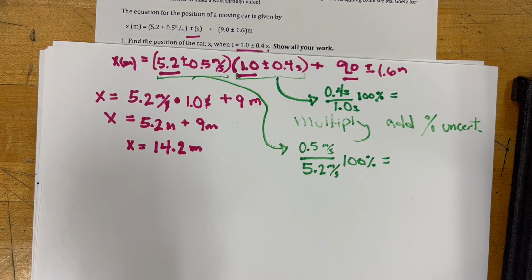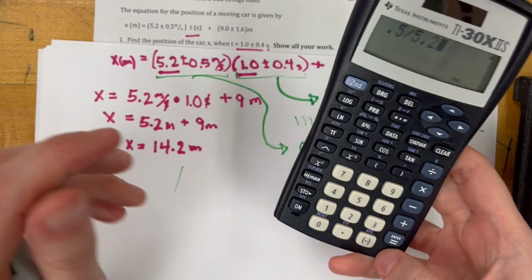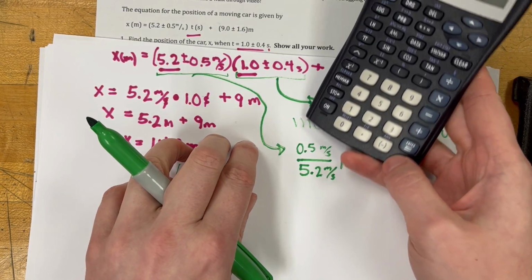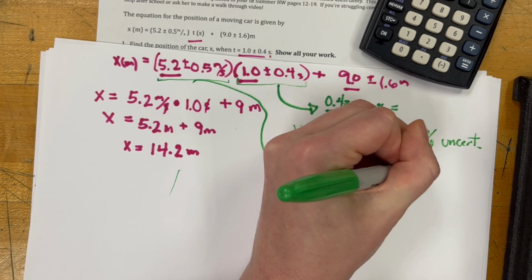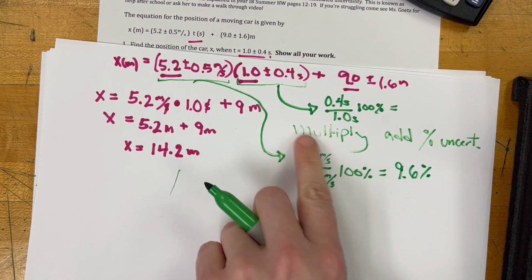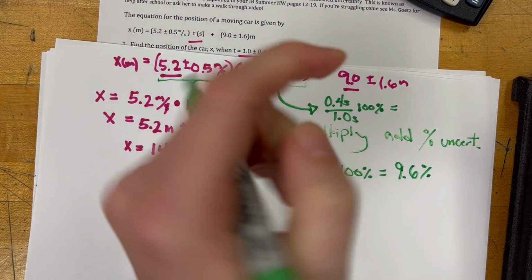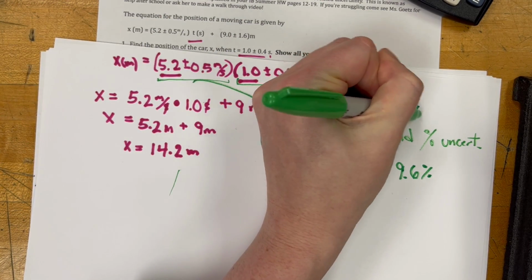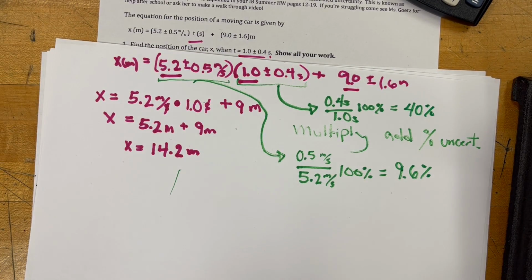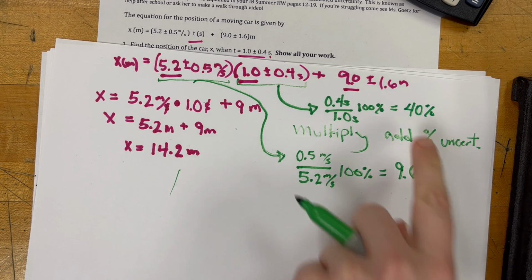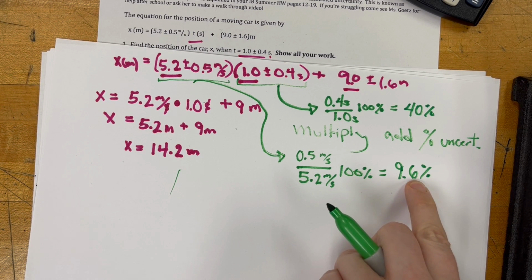And this is the point where you realize that you didn't bring a calculator with you, so you have to go get one. And so you type that on into your calculator. 5.2 is the one I don't actually know from my head. So 0.5 divided by 5.2, so that's the uncertainty divided by its value. Multiply that by 100, and it looks like it is 9.6%. And then this 0.4 divided by, whoa, is 40%. That's a huge value, like comically large. So we have a 40% uncertainty and a 9.6% uncertainty.